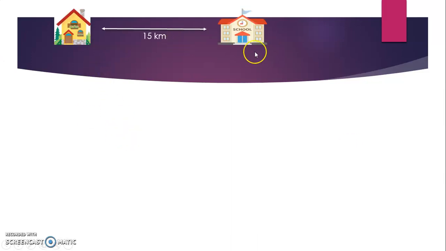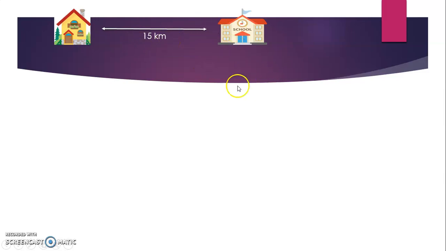Suppose the distance between your home and the school is 15 kilometers. This is just an imaginary distance between your house and your school only. So it is 15 kilometers, and it is very easy and convenient to write 15 kilometers with a number and a unit. It is very easy to represent and to say that the distance is 15 kilometers.